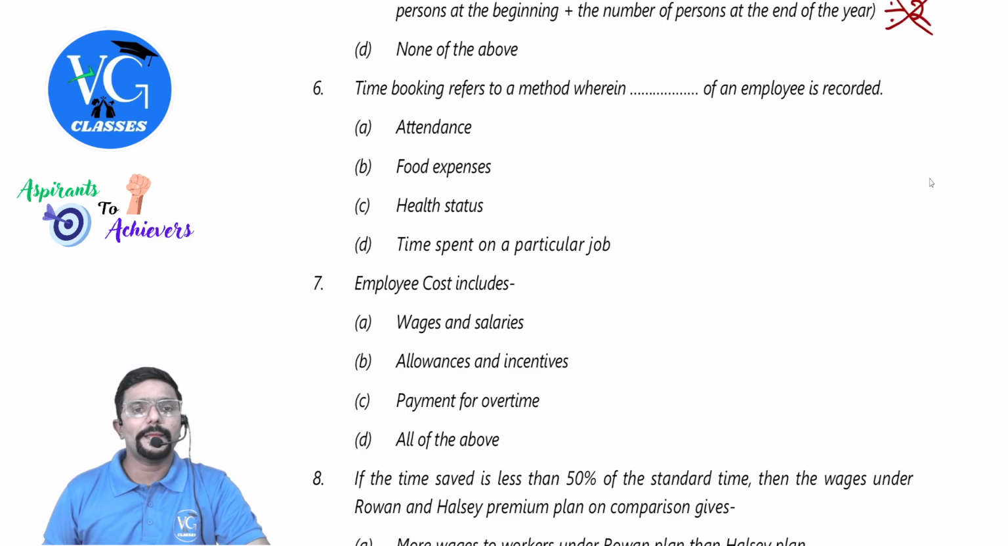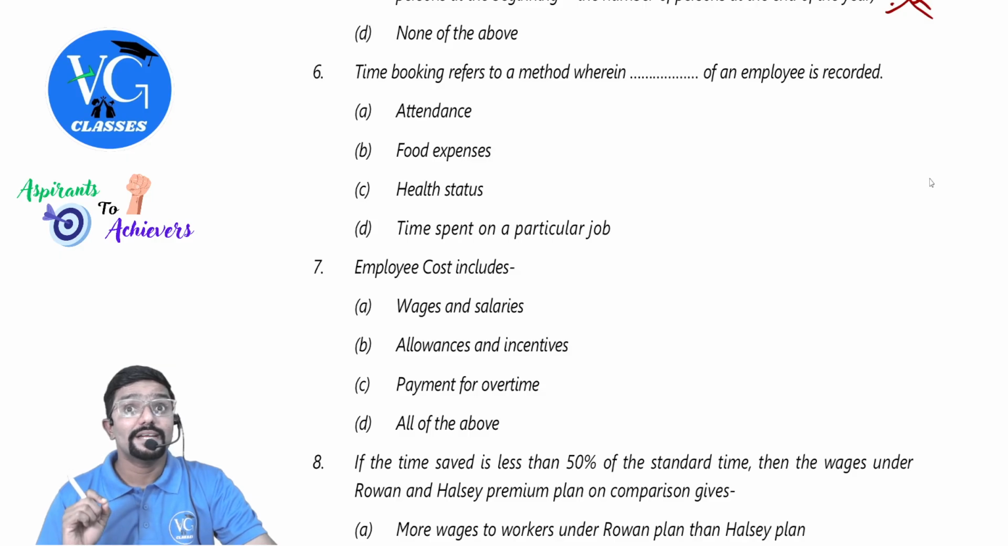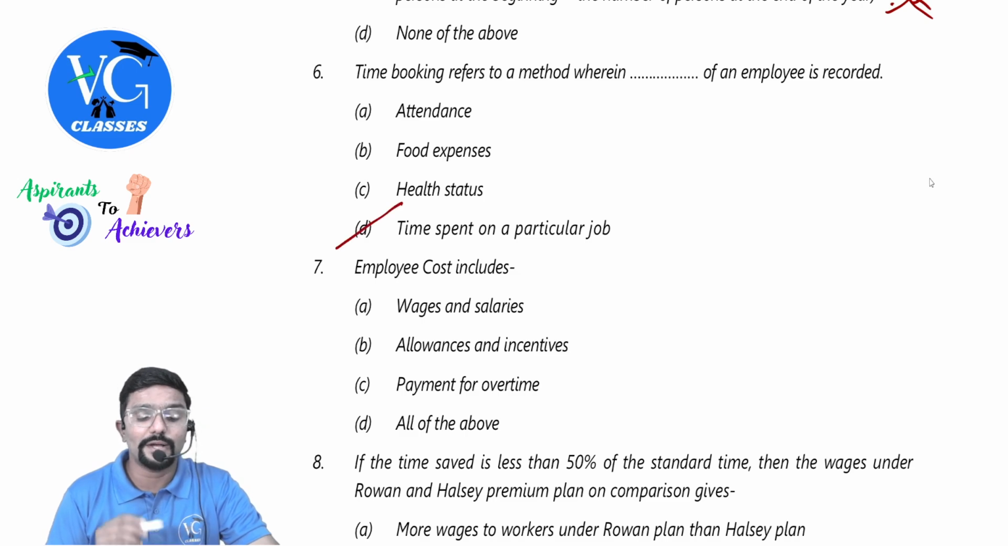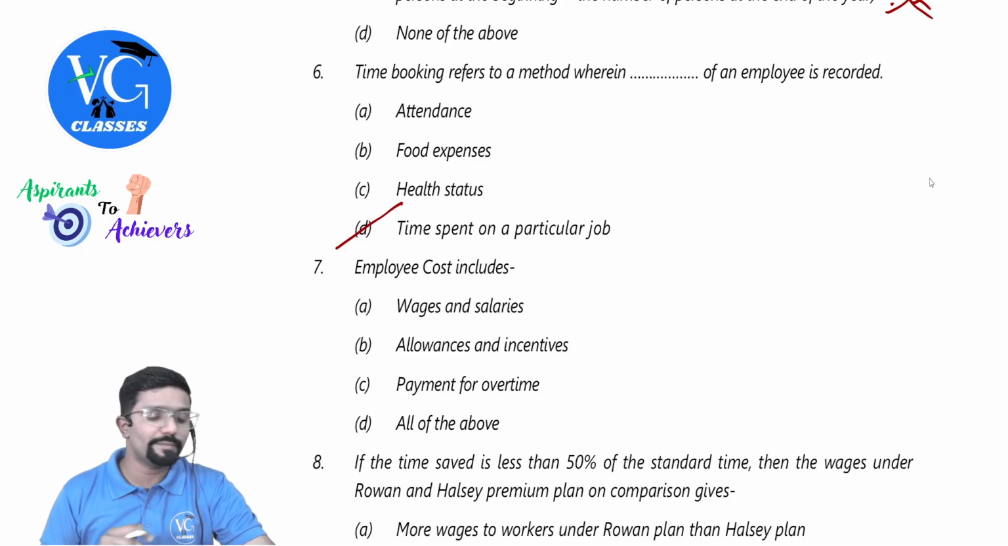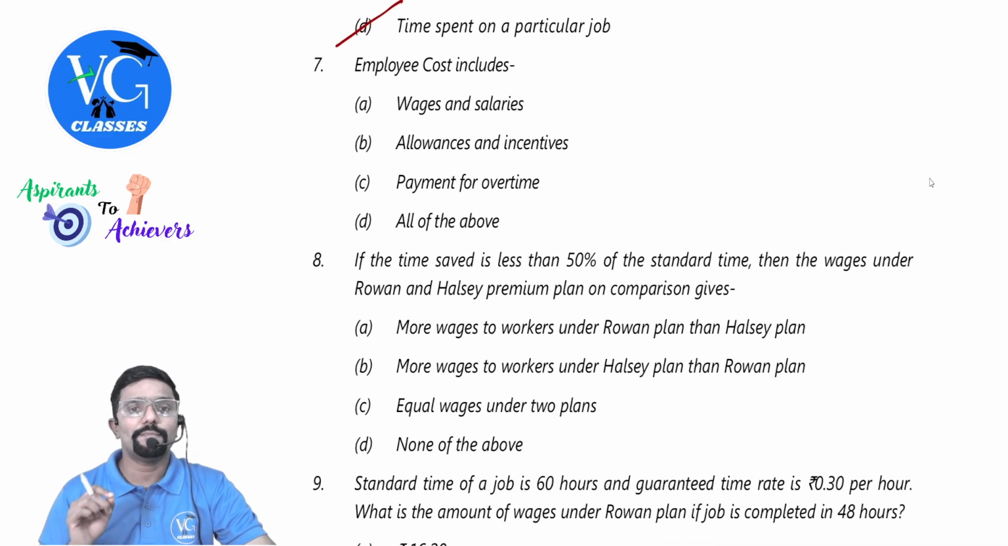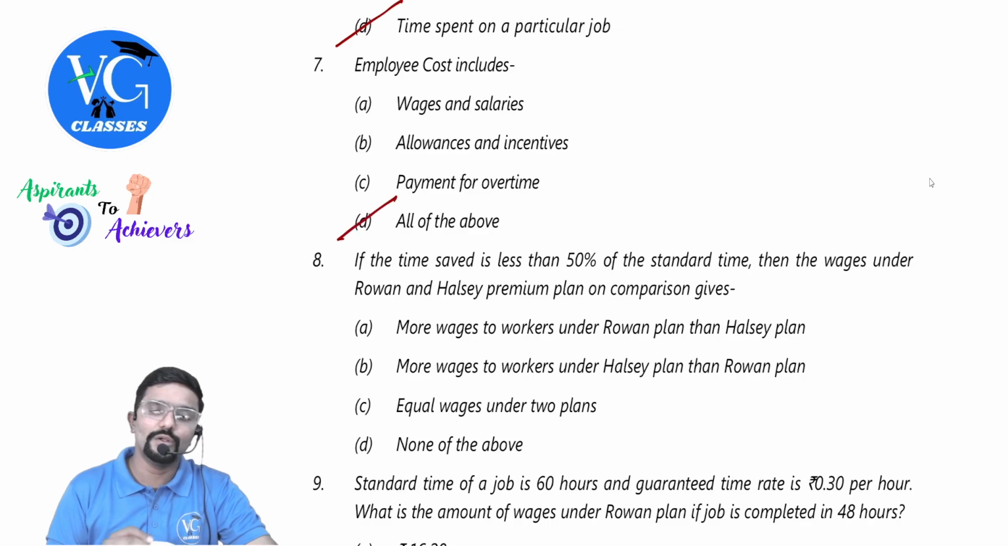Sixth one. Time booking refers to the method wherein dash of an employee is recorded. Attendance, food expenses, health status, time spent on particular job. Time booking records time spent on particular job, guys. Please be careful. Don't get confused with attendance. Attendance is time keeping. Okay, next. Employee cost includes wages and salaries, allowances and incentives, payment for overtime, all of the above. All of the above.